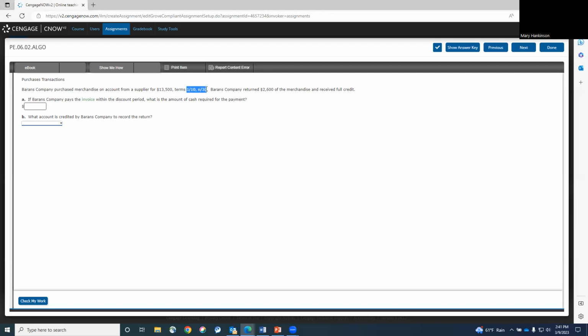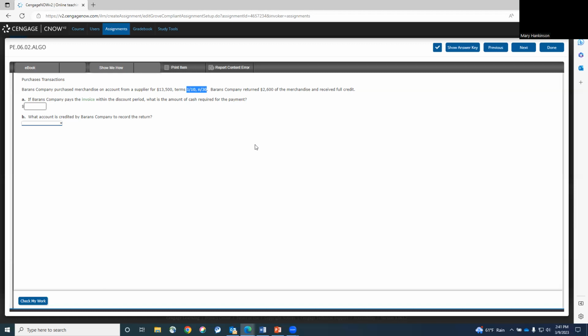So this is a new term that we've seen. When you purchase items on account, this means that the vendor is going to provide you with your merchandise and then bill you later for them. So you'll receive an invoice in the mail stating your payment terms and the amount due on the invoice.